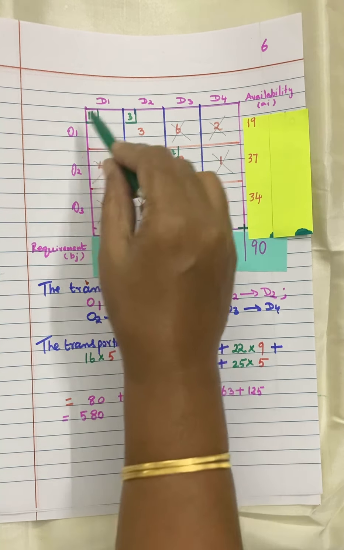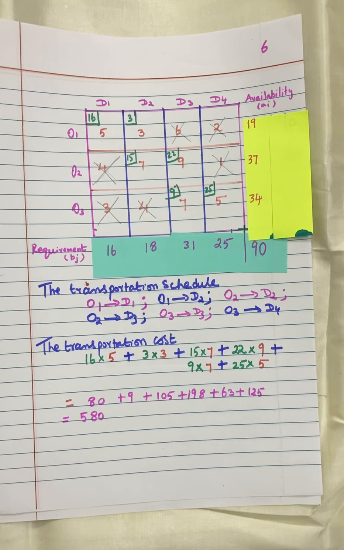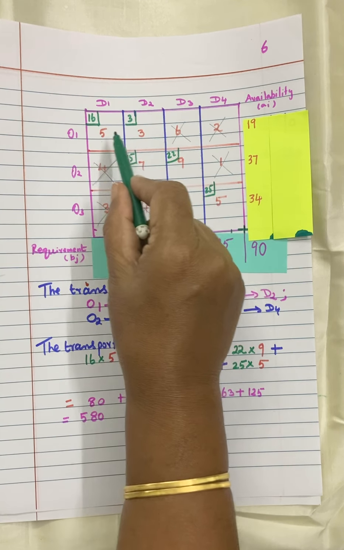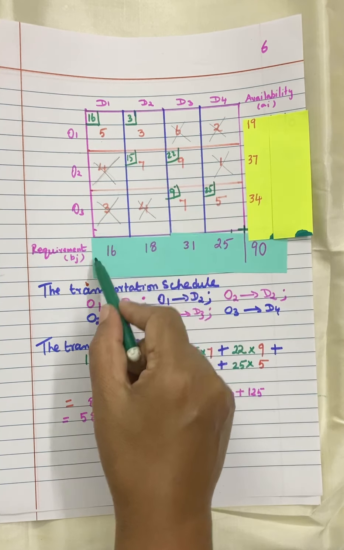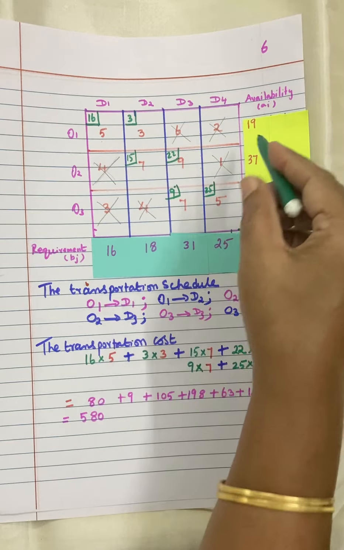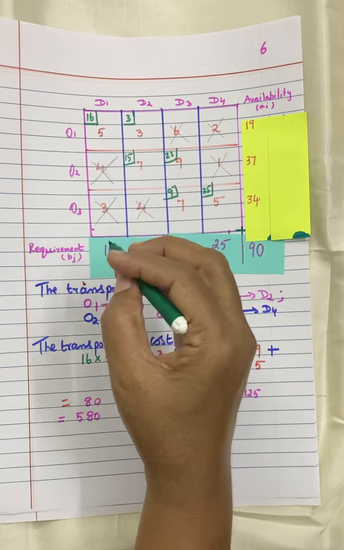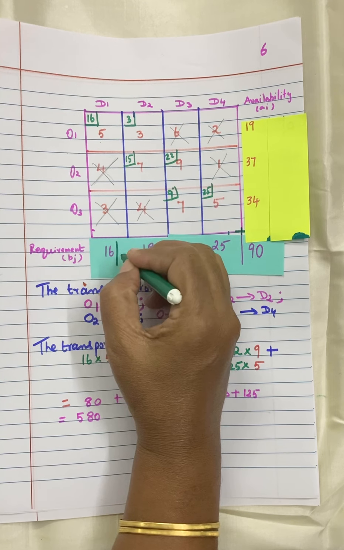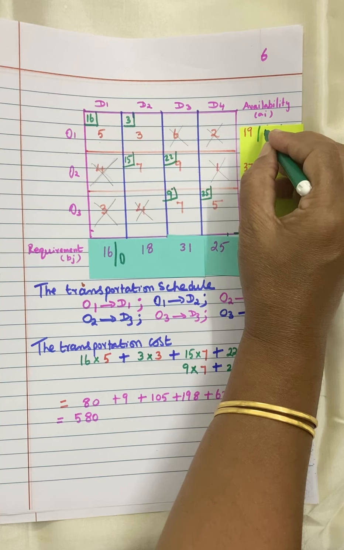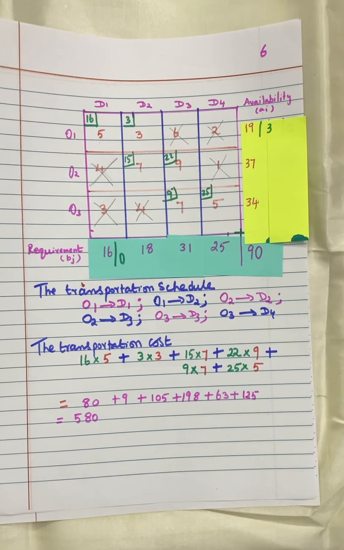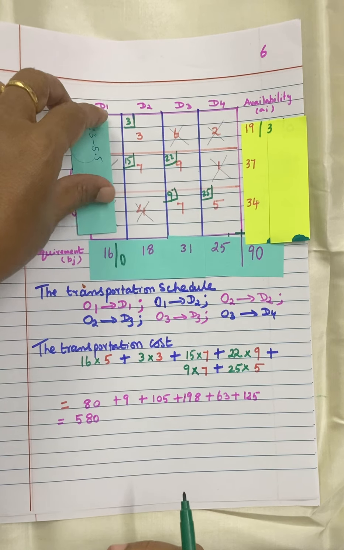So first, the northwest corner is number 5. You check for the first row: supply is 19, demand is 16. So which is the lower one? 16. So you assign 16 here. You subtract 16 minus 16, this becomes 0. If you subtract 16, you will get 3. Okay. So this side is 0. So my first column is over.